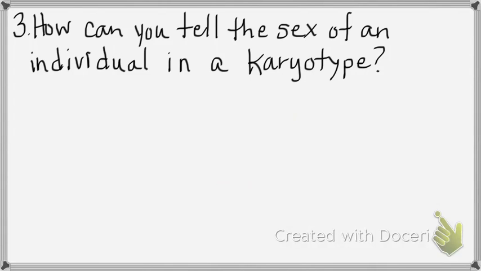Okay, number 3. How can you tell the sex of an individual in a karyotype? Where do you look? 23rd pair. So you're going to look at the 23rd pair. What if you see 2 large chromosomes at the 23rd pair? It's a girl. How about if you see 1 large, 1 small? It's a boy. That's good.